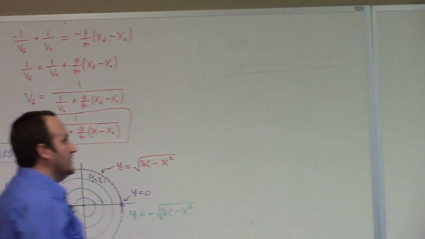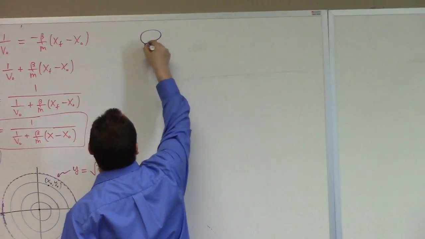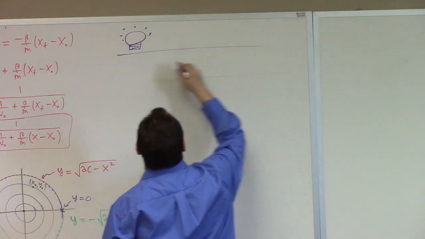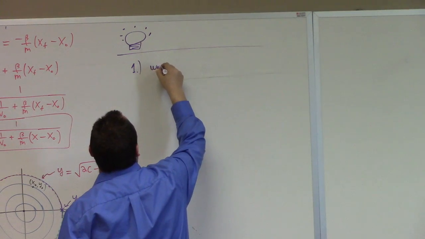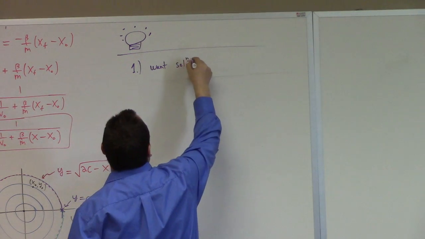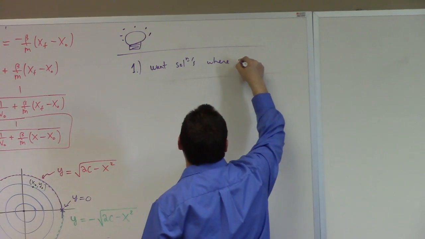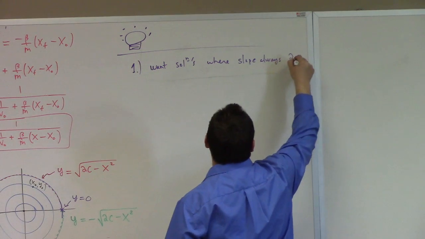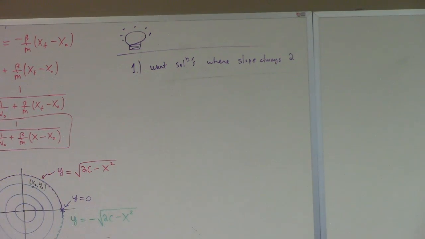For example, what if you wanted a differential equation? So here we're just going to do some thinking. So here, number one, let's say, what do you want? You want solutions where the slope is always 2. So what's the differential equation to express that?